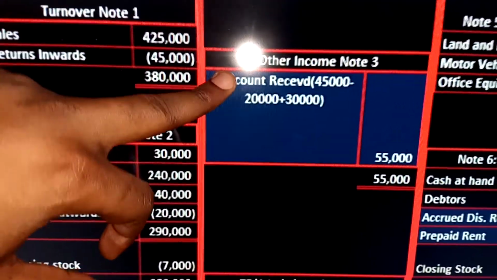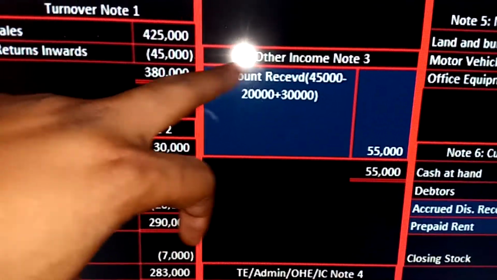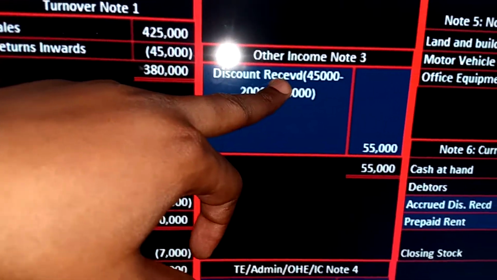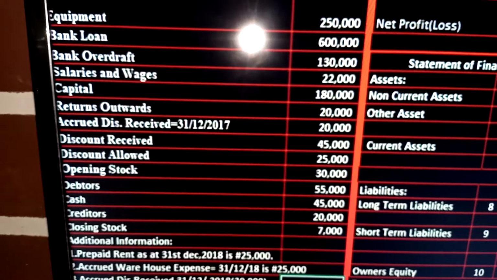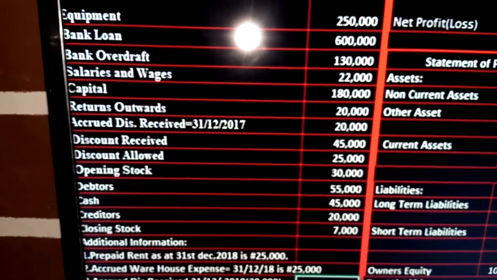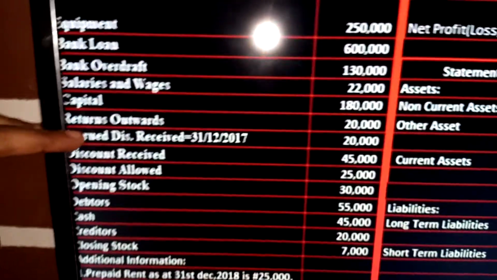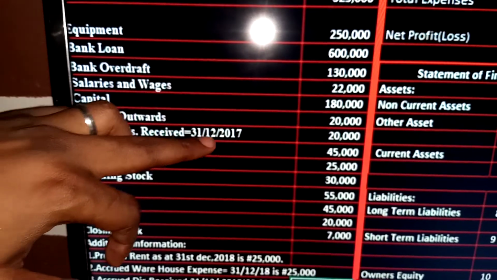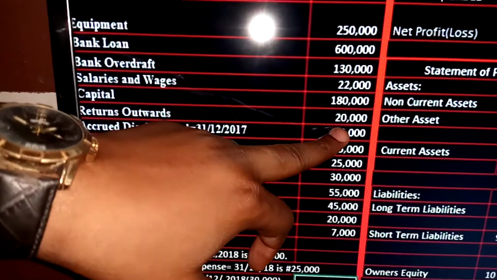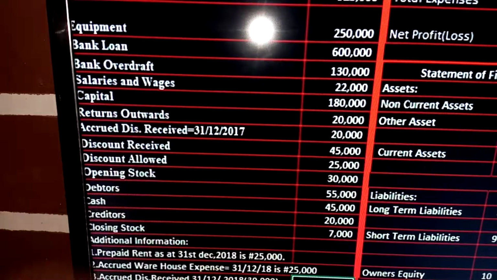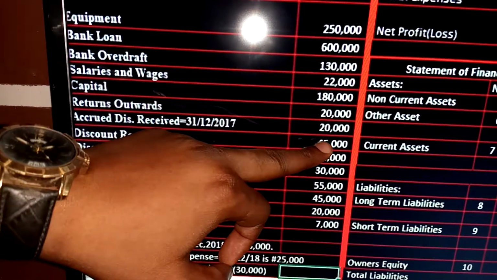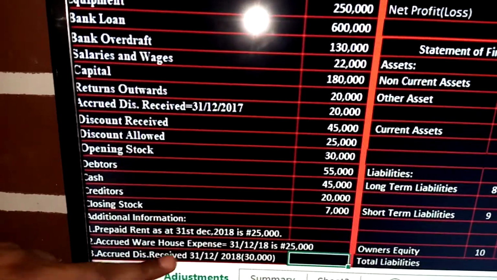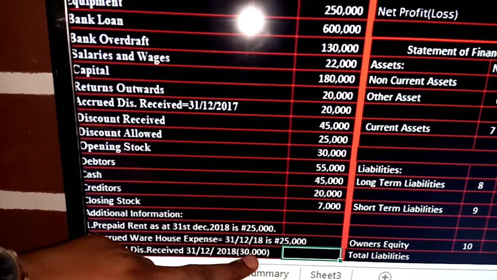So we're going to go to note 3. Okay, so we have discount received as other income, but there's an adjustment. Now this is the adjustment. We have accrued discount received 31st December 2017, 20,000. Okay, then we have discount received to be 45,000. Then we now have accrued discount received 31st December 2018 to be what? 30,000.